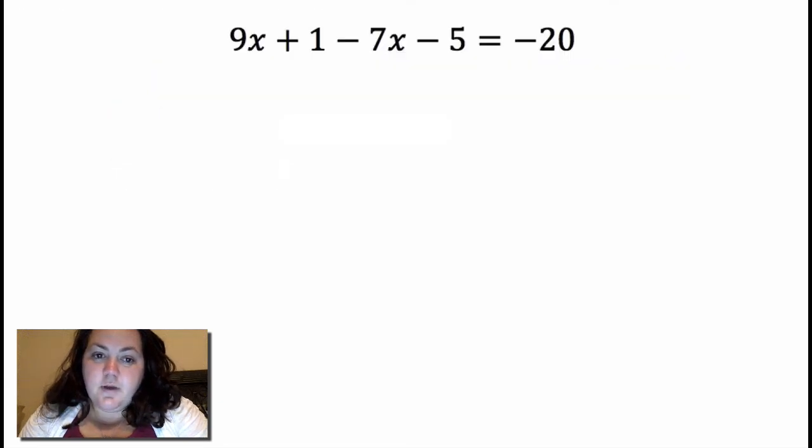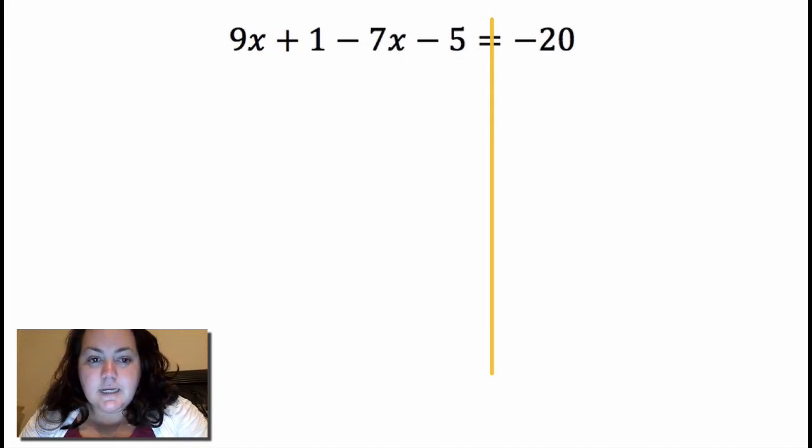Alright, so our first example, I have 9x plus 1 minus 7x minus 5 equals negative 20. I'm still going to draw that line down the equal sign to separate the two parts of my equation, and we have to keep it balanced on both sides. There's nothing to distribute, so I'm going to go ahead and combine like terms.